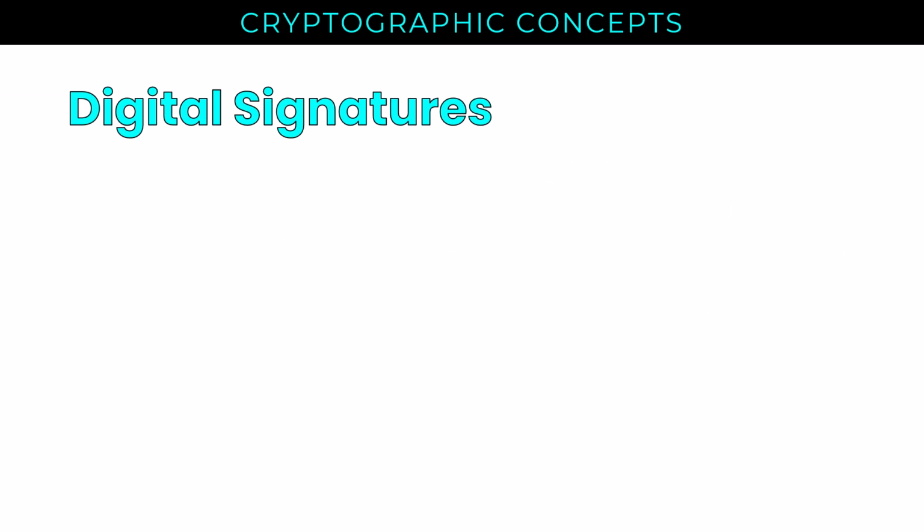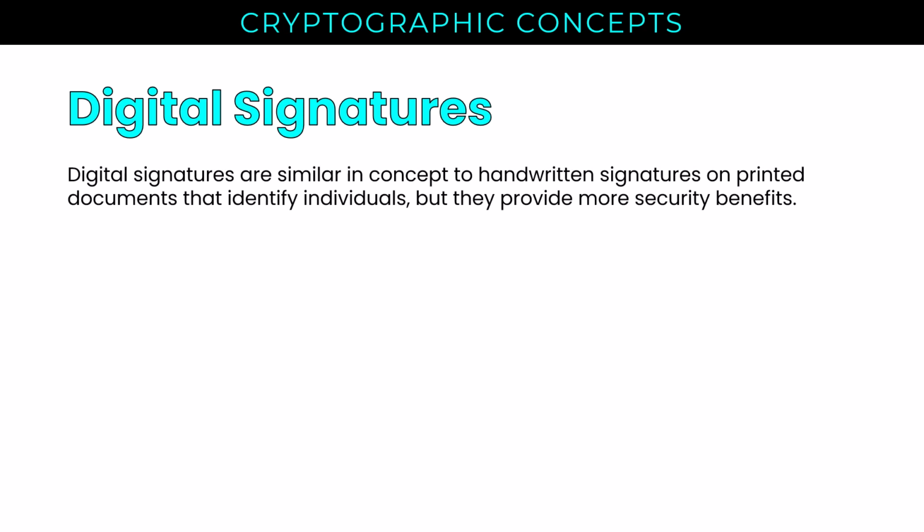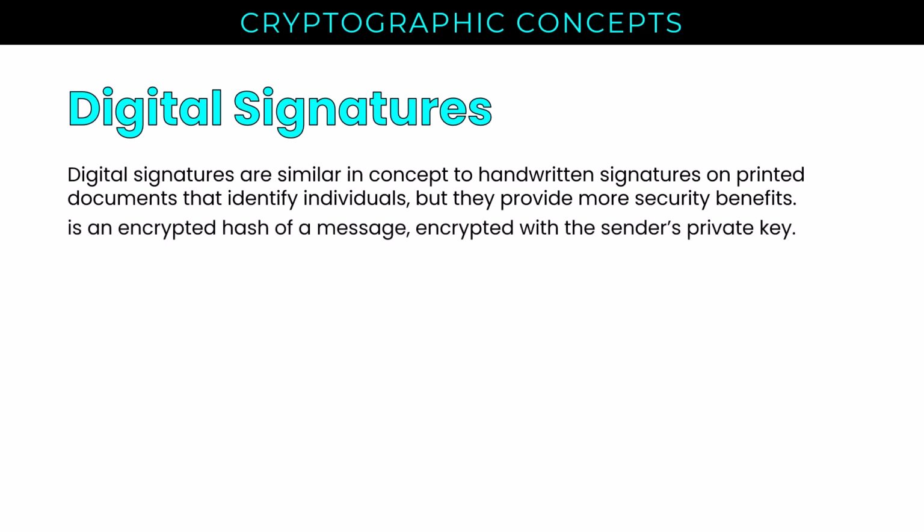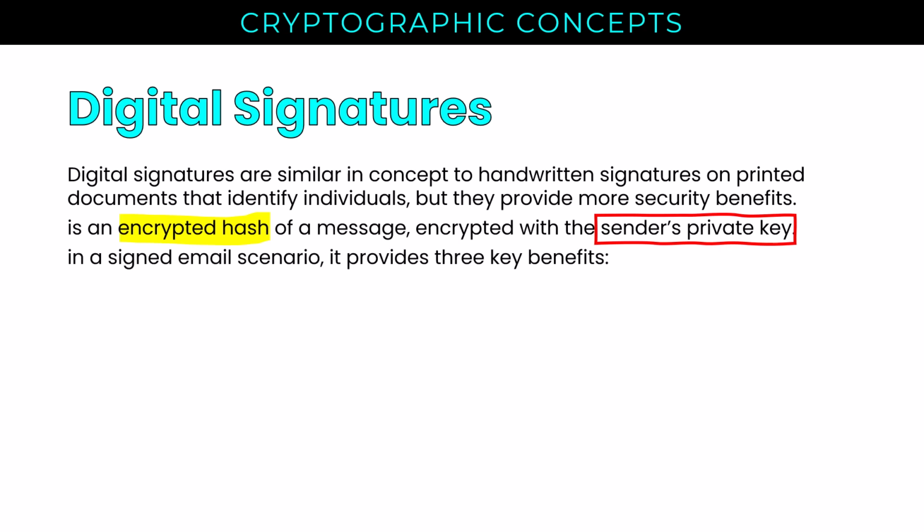Next, we have digital signatures. So digital signatures are similar in concept to handwritten signatures on printed documents that identify individuals, but they provide more security benefits. It's an encrypted hash of a message encrypted with the sender's private key. So in a signed email scenario, a digital signature provides 3 benefits.